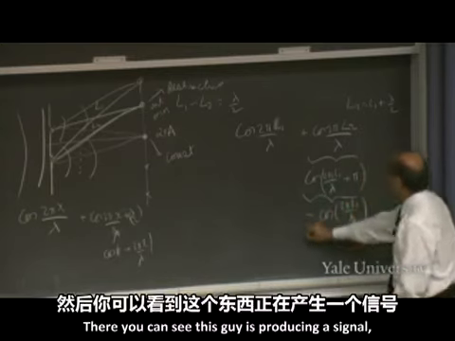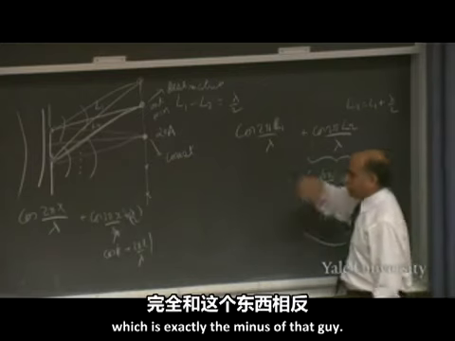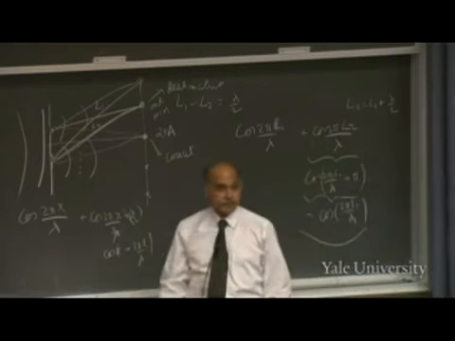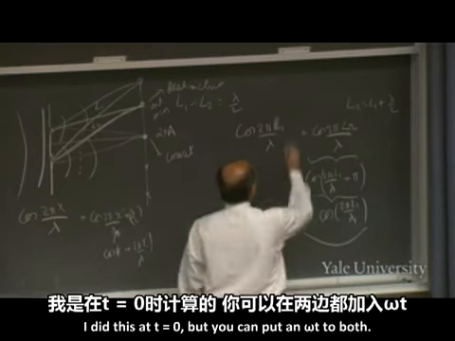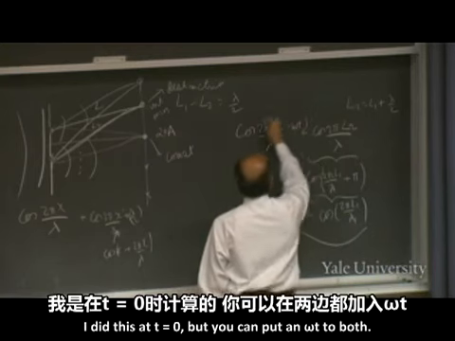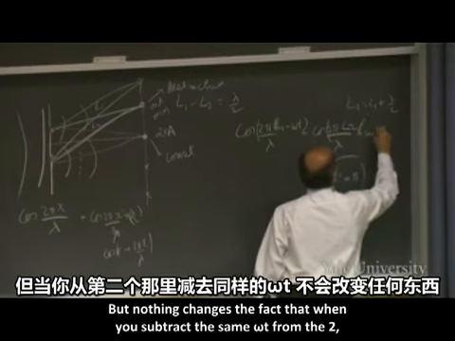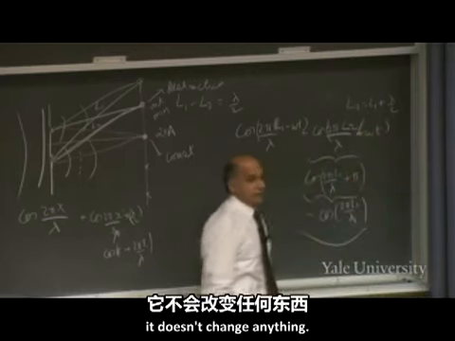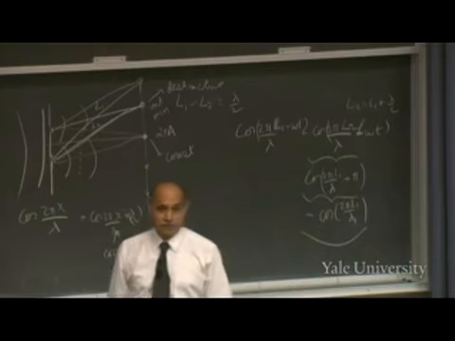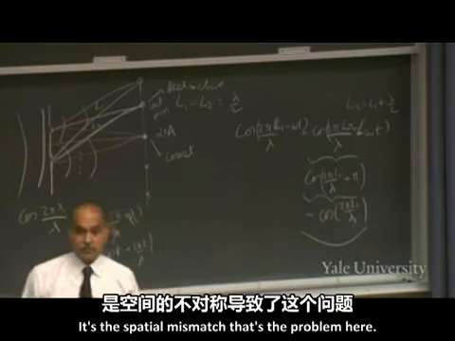Then you can see this guy is producing a signal which is exactly the minus of that guy. I did this at t equal to 0, but you can put an omega t to both, but nothing changes the fact that when you subtract the same omega t from the 2, it doesn't change anything. So I didn't worry about the time. It's a spatial mismatch that's the problem here.